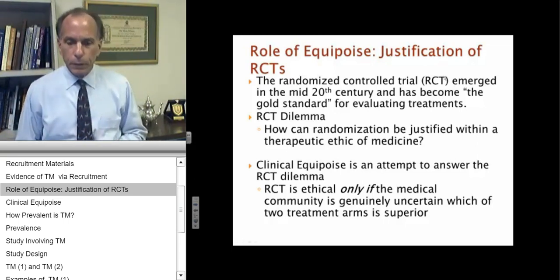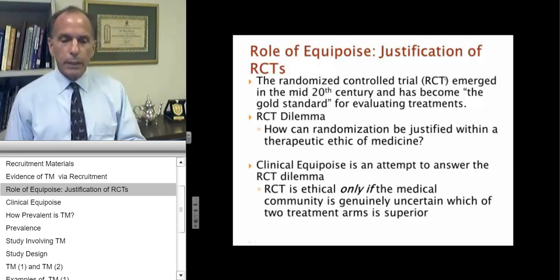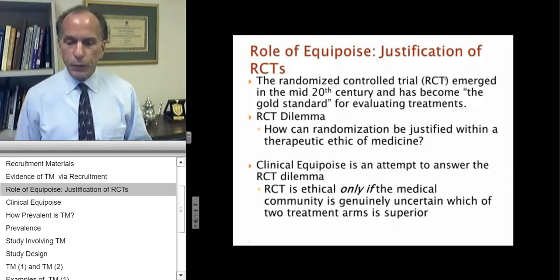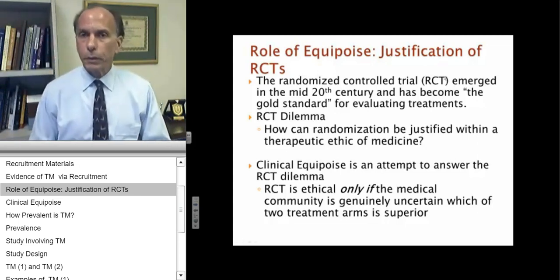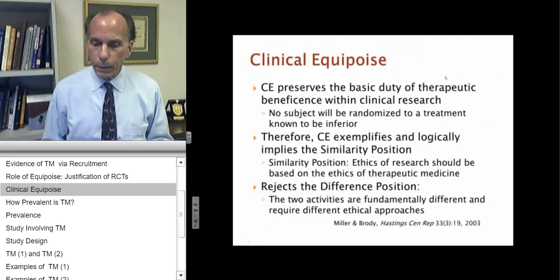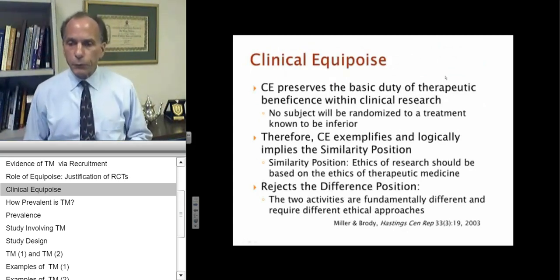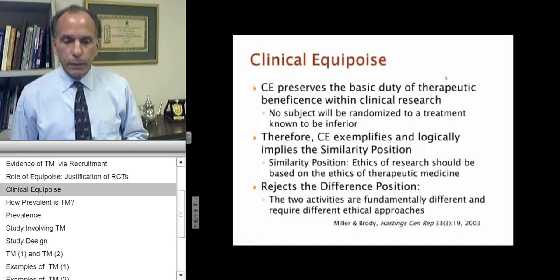Well, clinical equipoise emerged as an attempt to deal with the RCT dilemma. Clinical equipoise entails that an RCT is ethical only if the medical community is genuinely uncertain which of two treatment arms is superior, and that's why we're doing the clinical trial. As articulated by Miller and Brody in their 2003 article, clinical equipoise preserves the basic duty of therapeutic beneficence within clinical research. They claim that clinical equipoise entails that no subject will be randomized to a treatment known to be inferior.